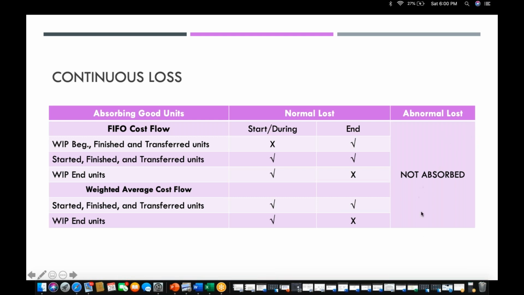The cost of the abnormal loss will not be absorbed, because it is treated as a period cost or expense. That is why it is not absorbed by the good units, and it is not a production cost.